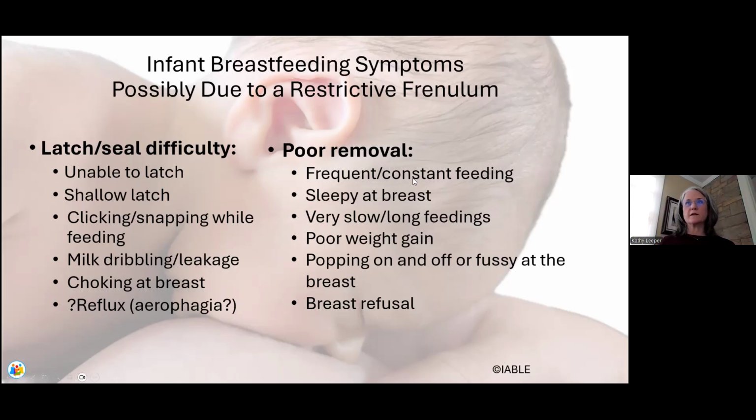Poor removal can lead to frequent or nearly constant feedings, and that may not be apparent in the early days. It may take time as mom's production starts to go down. They can be very sleepy at the breast because they're not getting much. They can take a really long time to eat. They cannot gain well. They can start to be frustrated.